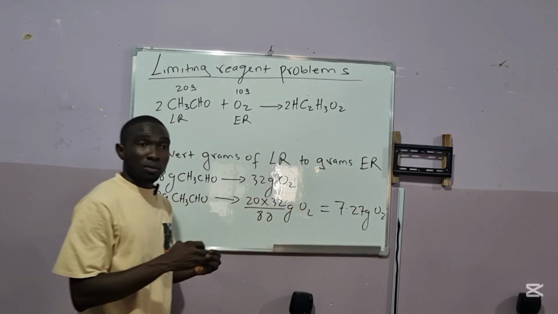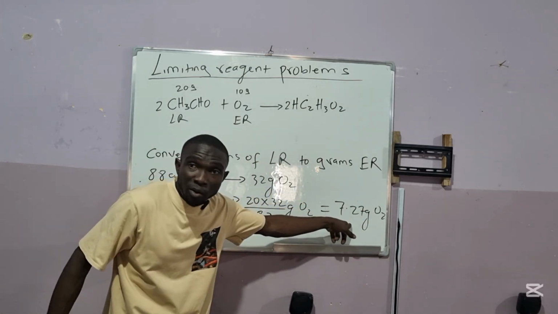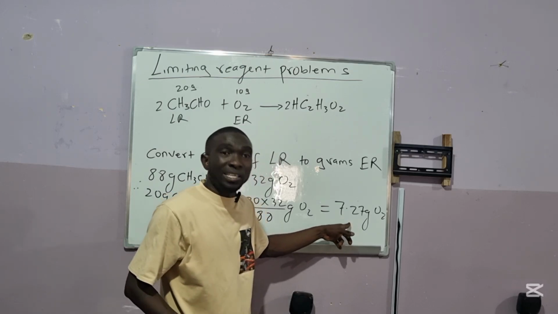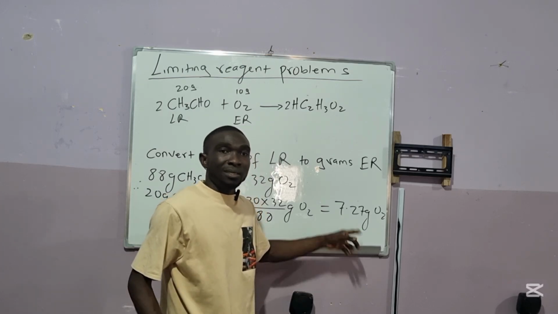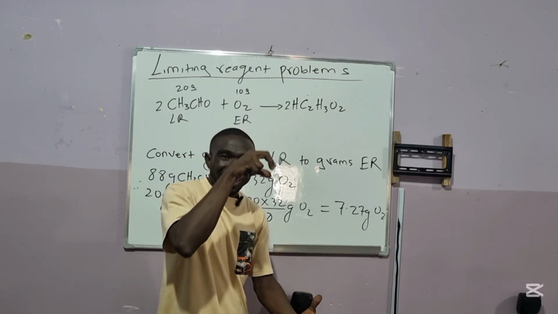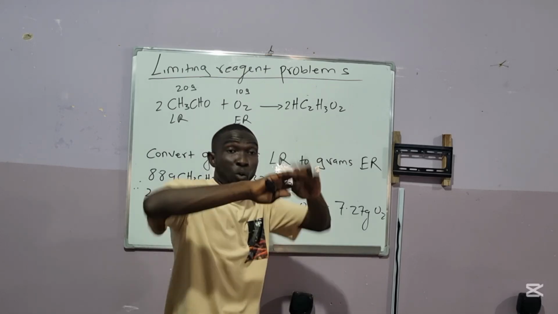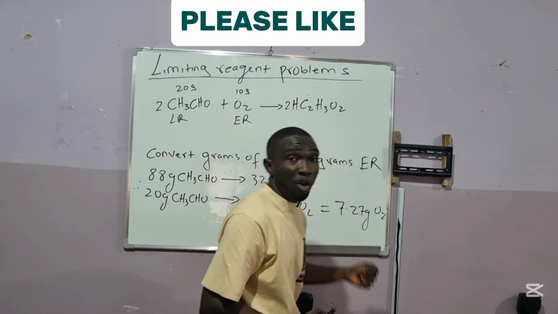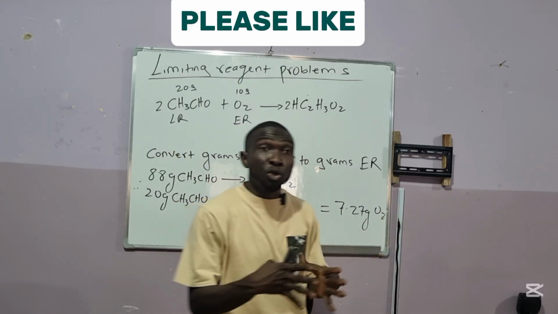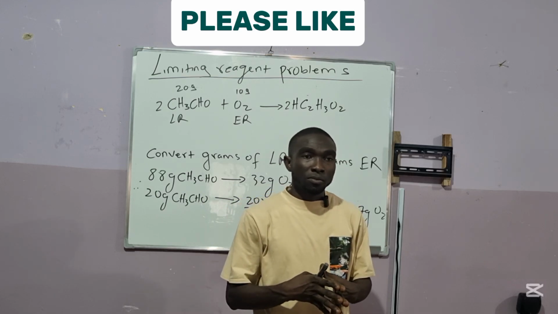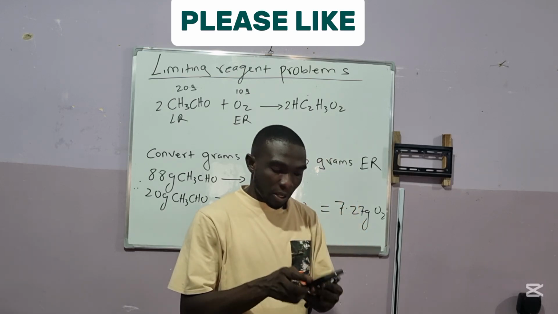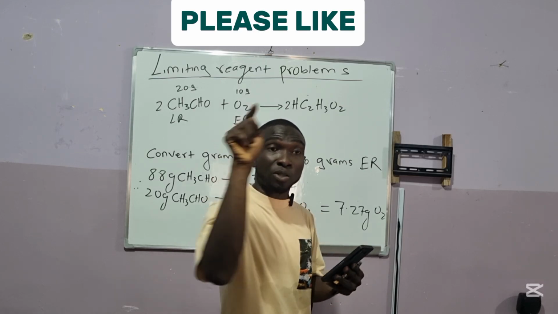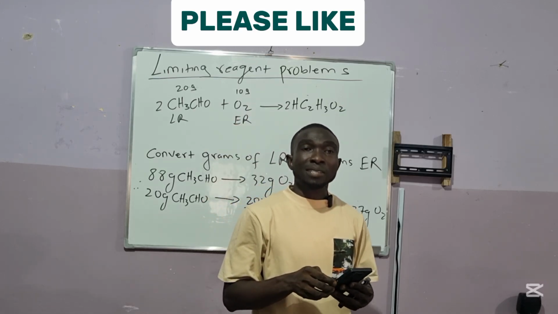Now check this out. This answer we just obtained is the amount of oxygen, or you say the amount of excess, that is going to be consumed in this reaction. So we can simply say that in this particular reaction, 7.27 grams of oxygen was used. So we've answered the E part of the question that says, what mass of excess reagent was consumed in the reaction. Let's now go to the F.